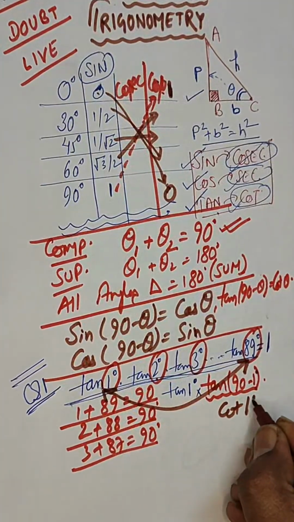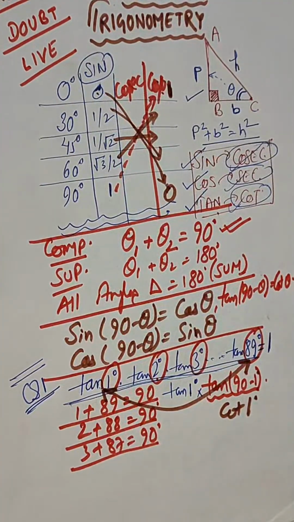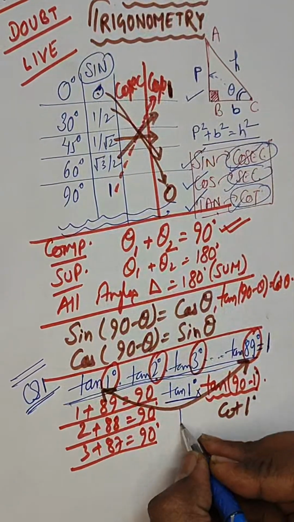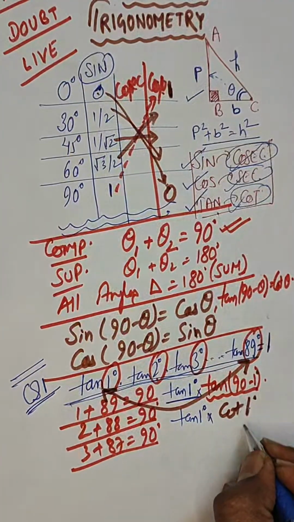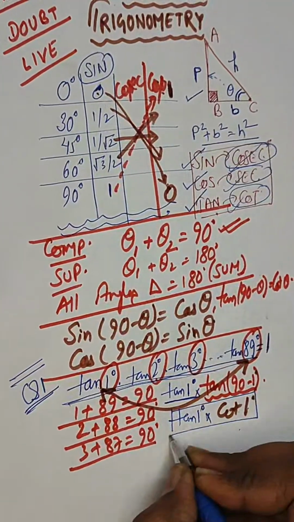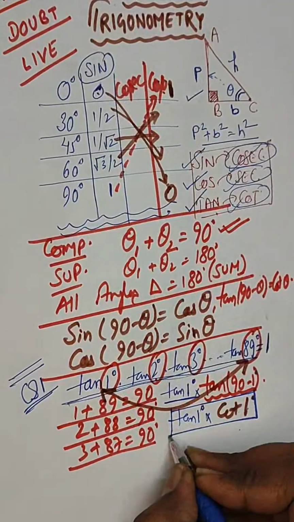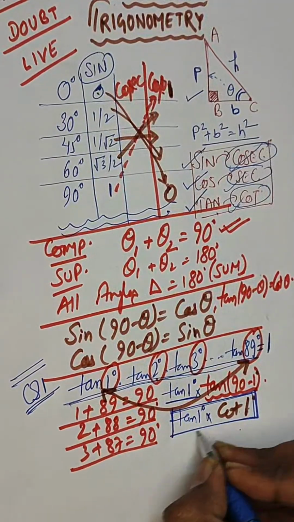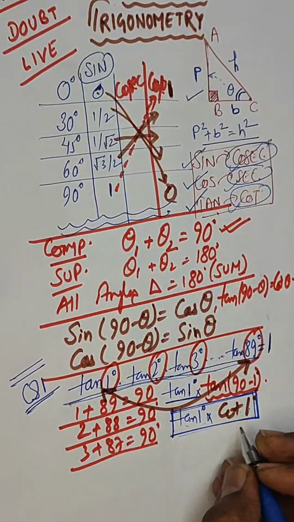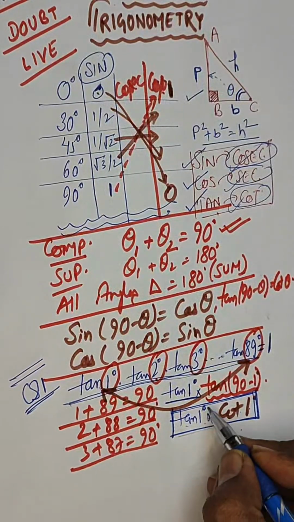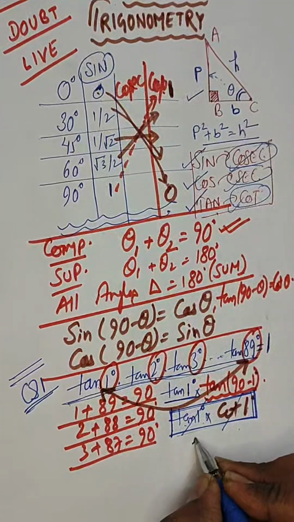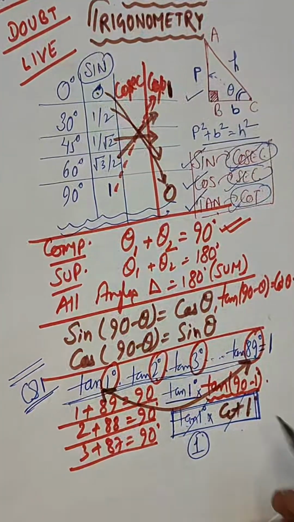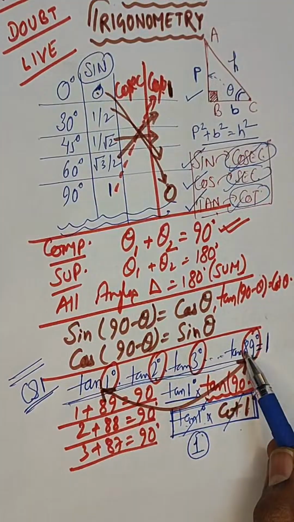So cot 1 degree is multiplied with tan 1 degree. You can see cot is the reverse of tan. When these two trigonometrical terms are multiplied with each other, tan 1 degree will divide cot 1 degree completely, and we have 1 as the answer. So this will happen for the two terms.